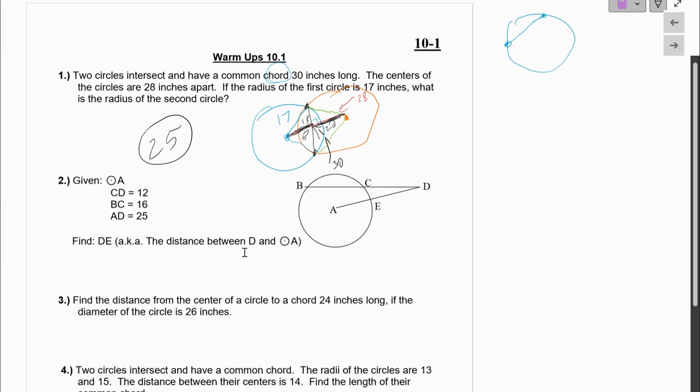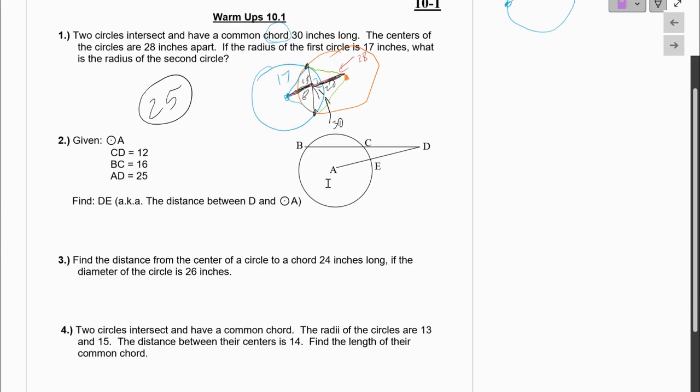So now we go to the next question. This one they actually give us a drawing, which is helpful. So it says circle A, CD is 12, so that is the outside portion. And by the way, B here should just be on the circle. It's just got printed off weird. BC is 16.